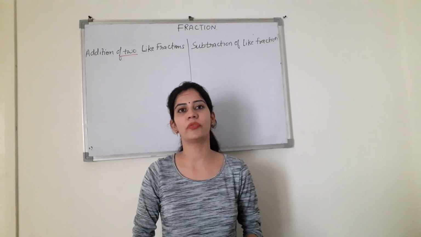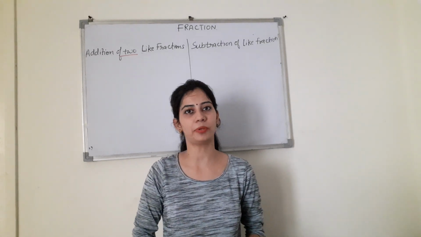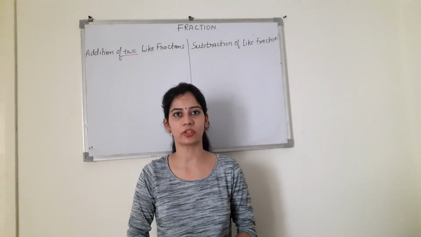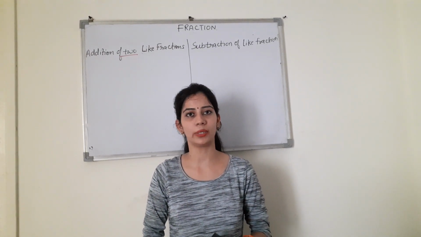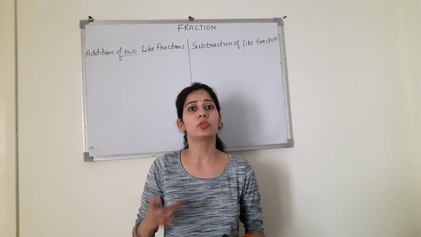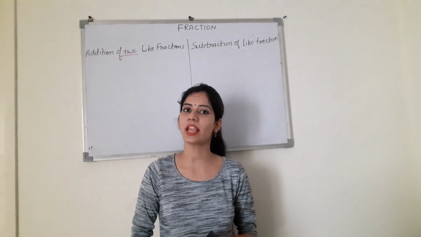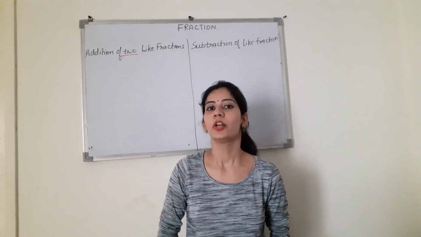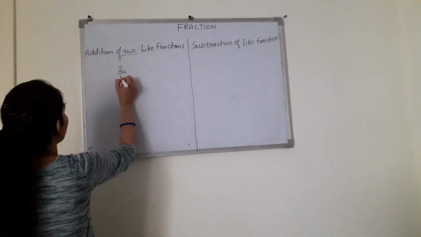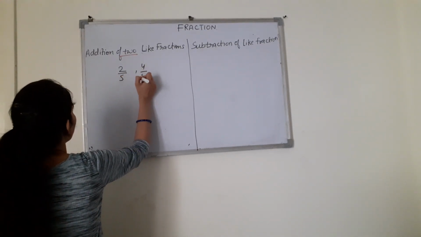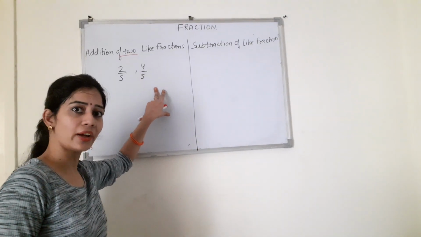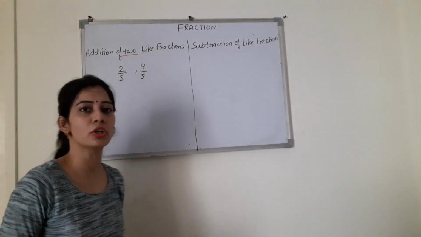In this video, we will know about the addition and subtraction of like fractions. As we know, like fractions are those fractions which have the same denominators, or we can say two or more fractions that have the same denominator values. They are called like fractions. An example of like fractions can be 2 by 5 and 4 by 5. Both are examples of like fractions because they have the same denominators.